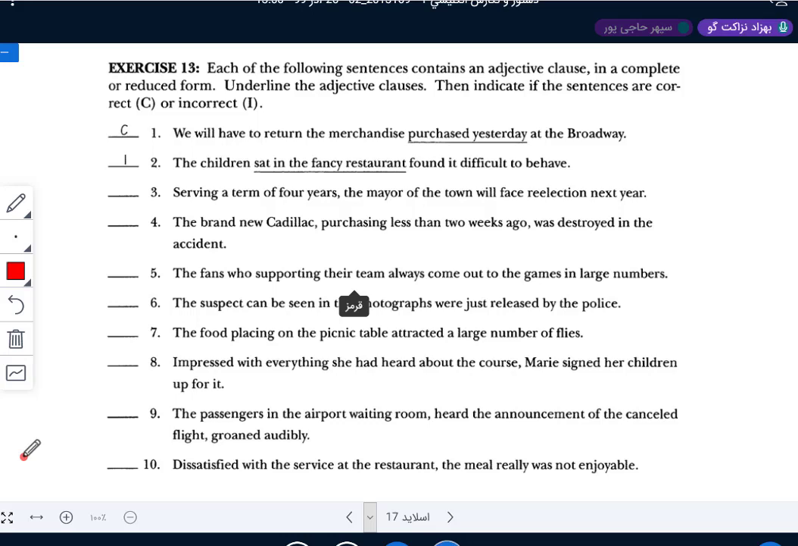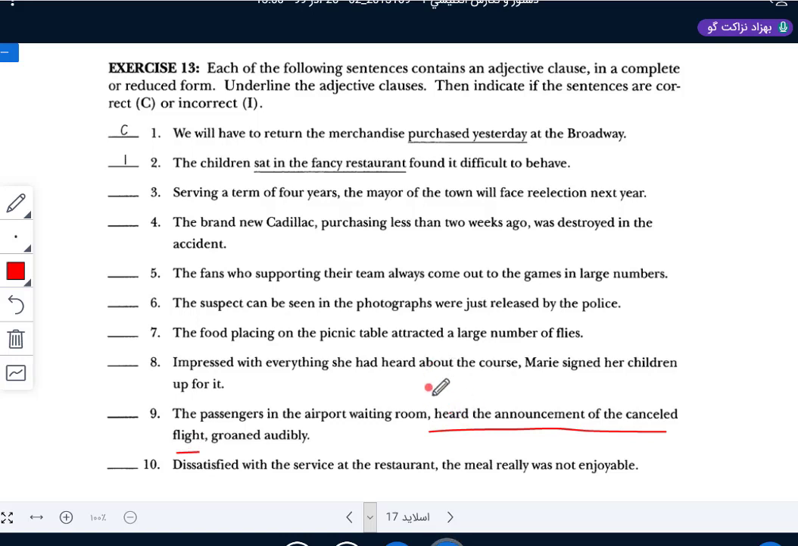Next one. The passengers in the airport waiting room, heard the announcement of the canceled flight, groaned audibly. Okay, number 9. Is it correct? Do you see a comma? Yeah, you see 2 commas. One is here, the other one is here. Intervening element. The passengers, subject. In the airport waiting room, prepositional phrase, extra information. The passengers groaned audibly. Subject, verb. This is the main clause. Heard the announcement of the cancelled flight is a non-essential reduced adjectival clause. But what is wrong?